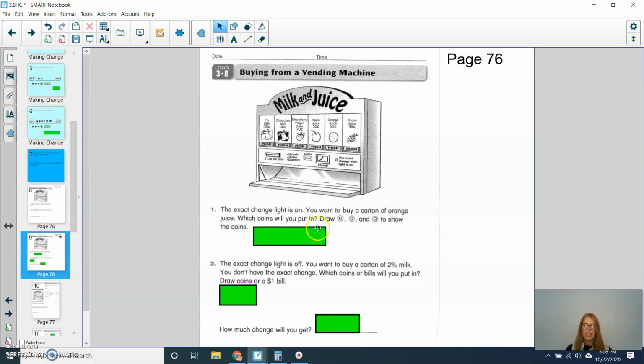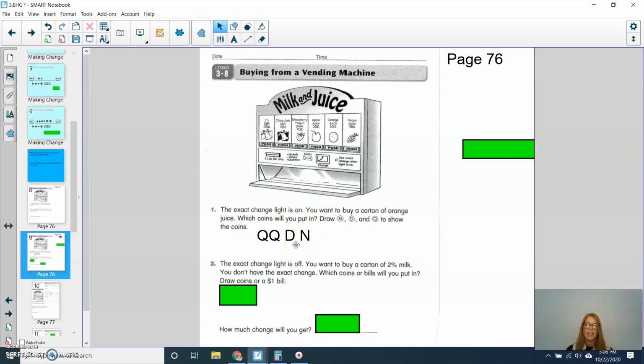All right, second graders, so looking at that first one, I'm buying orange juice. Orange juice costs 65 cents and the exact change light is on, so I'm going to use my coins. I'm going to use 2 quarters, which is 50, a dime brings me to 60, and then a nickel to get me to 65. There are other ways to get 65, but this is the way using the fewest amount of coins.